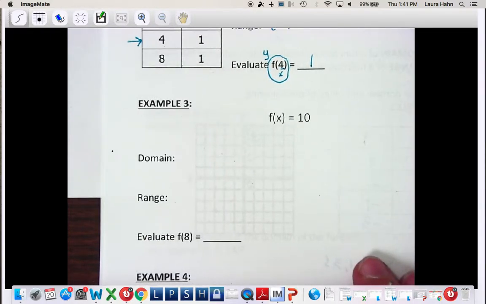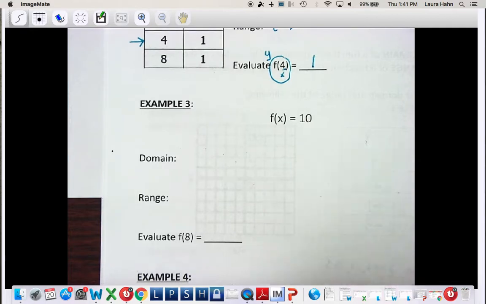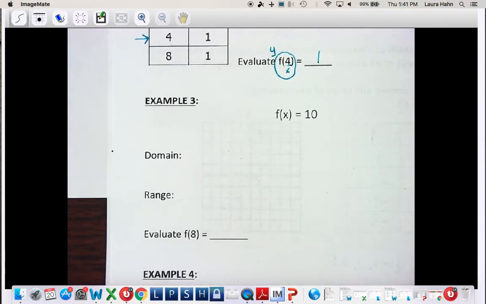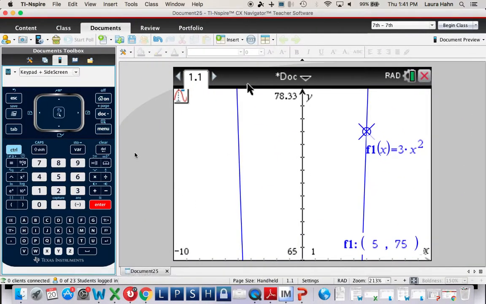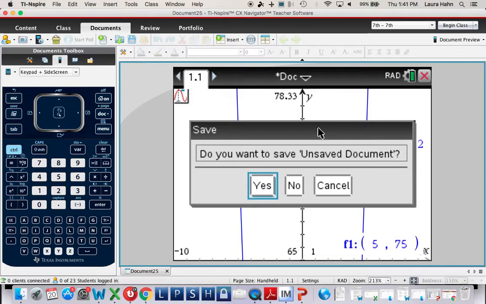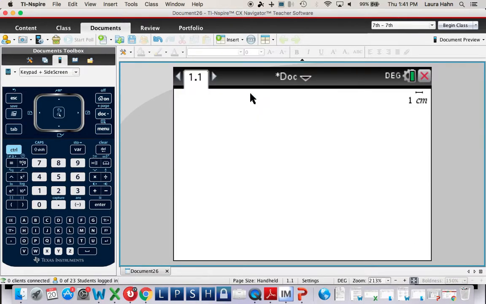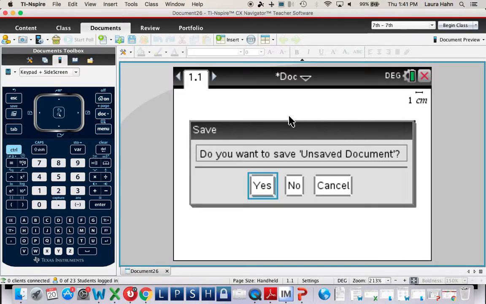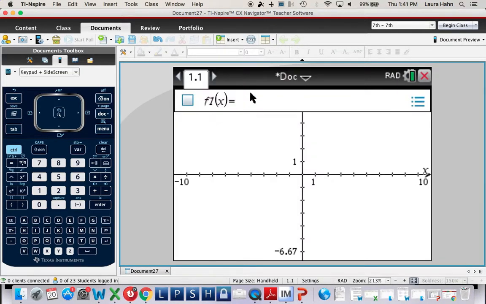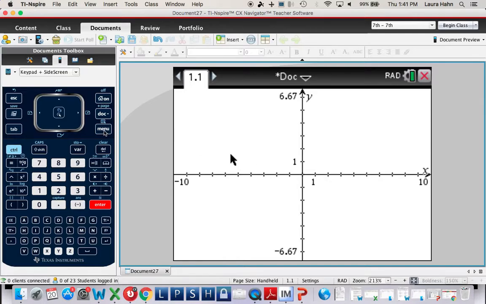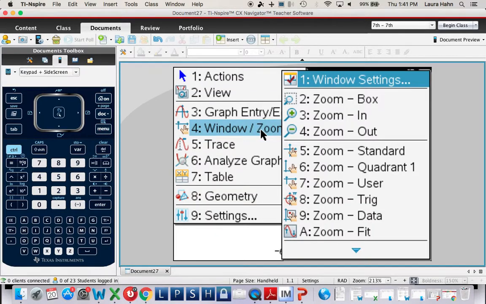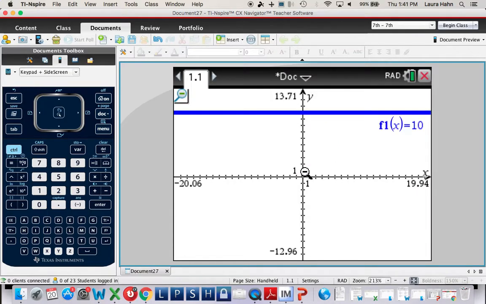Okay, on number 3, the best way to do this one is to graph it, and I will show you using my graphing calculator here. Let me get to that real quick. Oops, wrong one. We're going to graph, and it said f of x is 10, so I'm going to graph 10. I can't see it, so that means I need to zoom out. Window zoom, and I'm going to zoom out. There it is. So really, all it is is a horizontal line, and it crosses at 10.